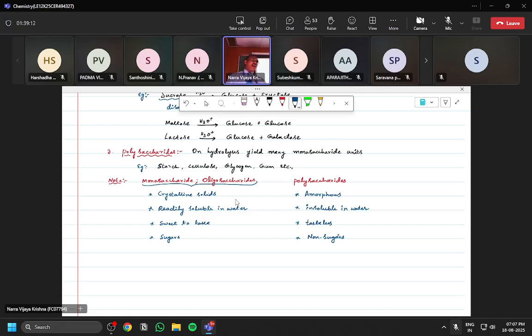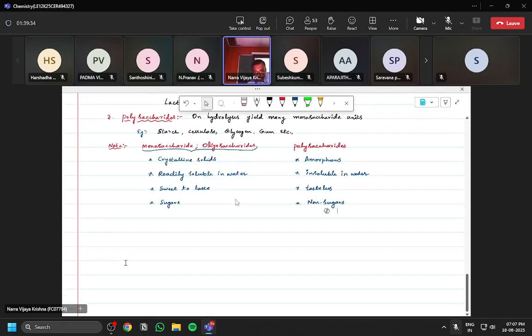In fact, cellulose and starch are chemically the same. The only difference is that this is the alpha form, this is the beta form. We can digest alpha forms. We cannot digest beta forms, right? But both are glucose units only. Polymer of glucose units, right?